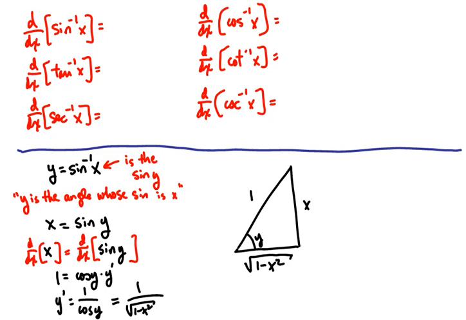And so we've returned everything from y's back to x's, and we have that the derivative of the inverse sine of x is just 1 over the square root of 1 minus x squared. And so that is the first of our derivatives there.